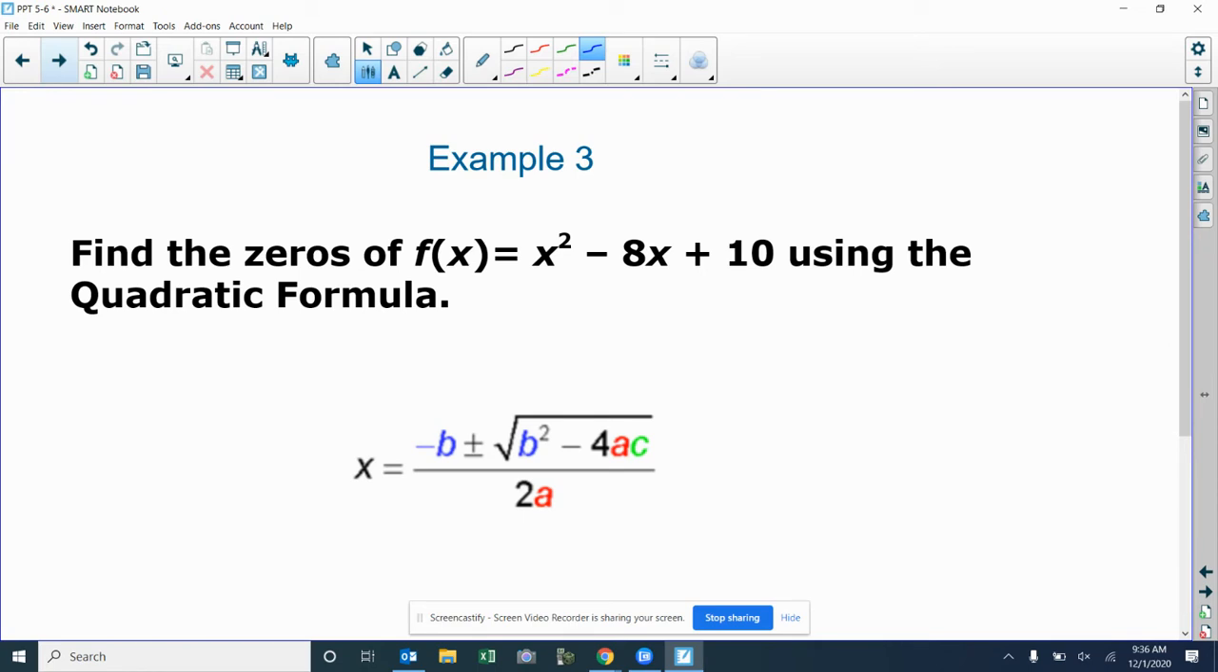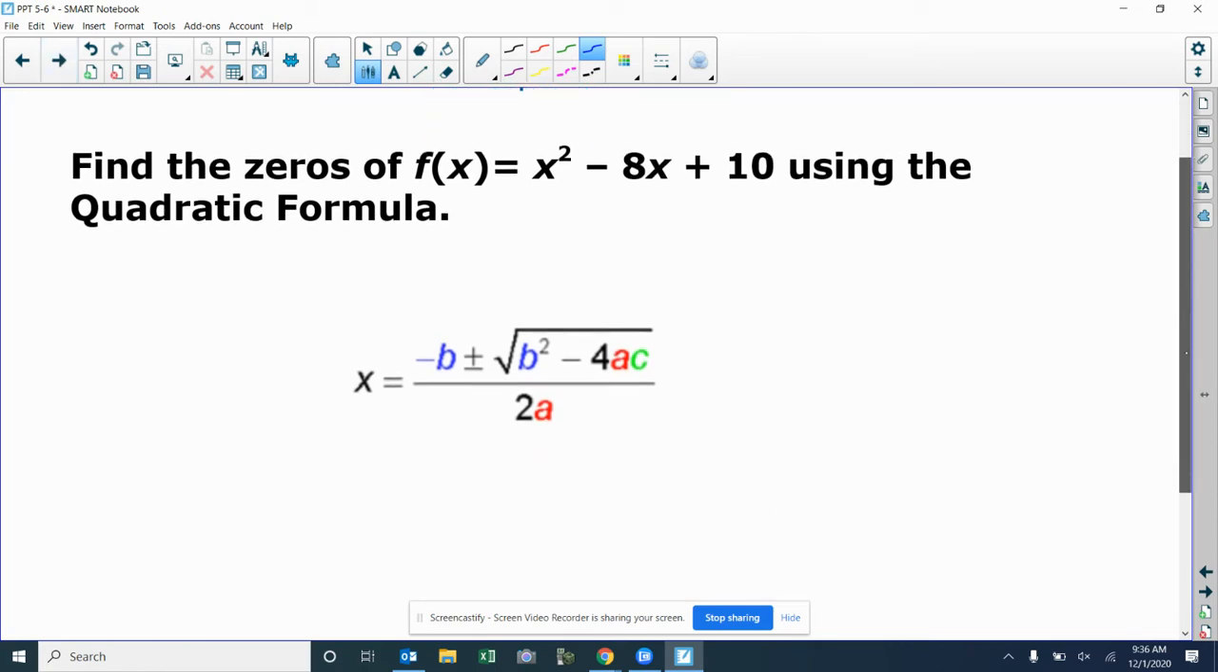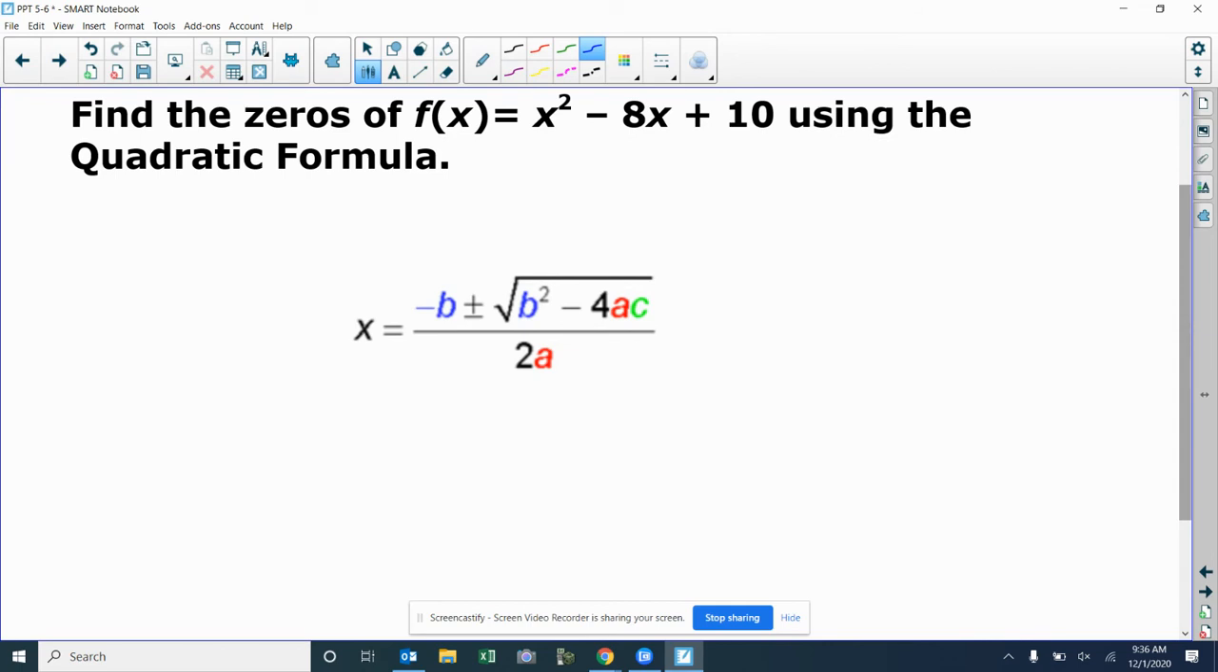All right, here you go. X squared minus 8x plus 10. So my A is 1. My B is negative 8, so be careful, it's a negative. And my C is 10. Step 1, find that B squared minus 4AC. You can use your calculator. Make sure you plug it in.